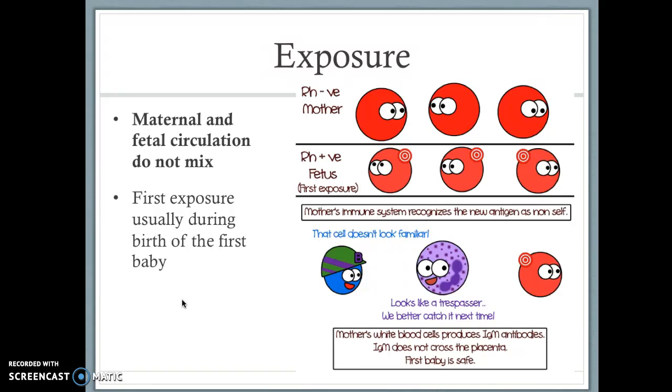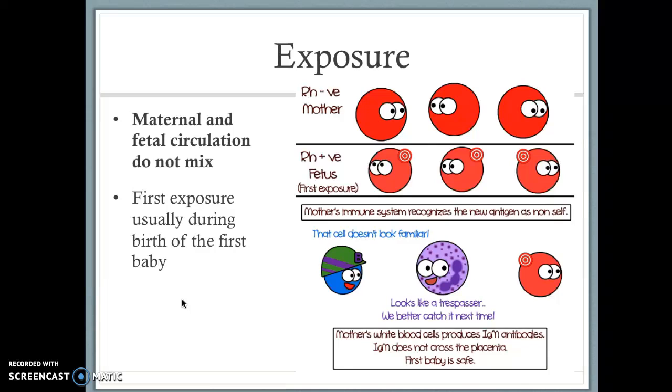So this is the picture just to help illustrate what goes on during the first pregnancy. The RH negative mother's red blood cells, and then you have the RH positive fetus red blood cells coming in contact with the mom's circulation. So the mom's cells recognize it as foreign and then create antibodies against it, against the RH positive red blood cells.